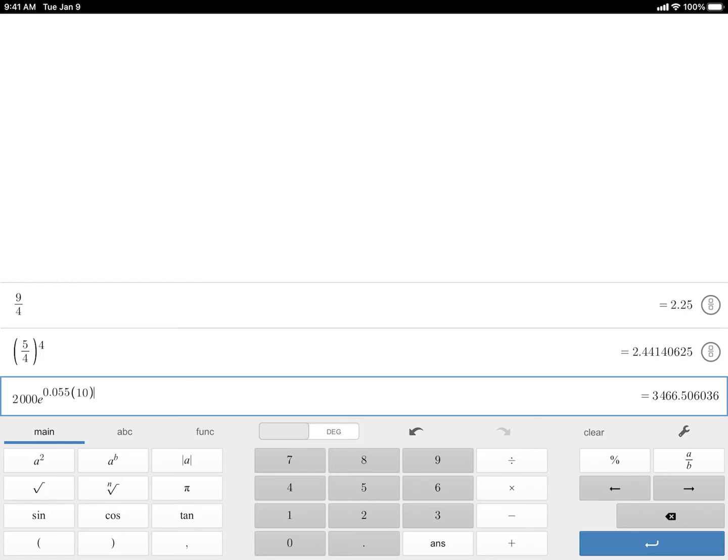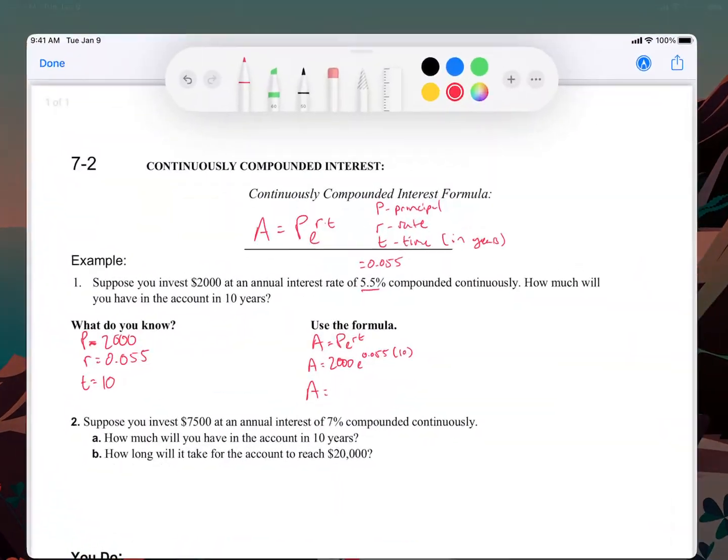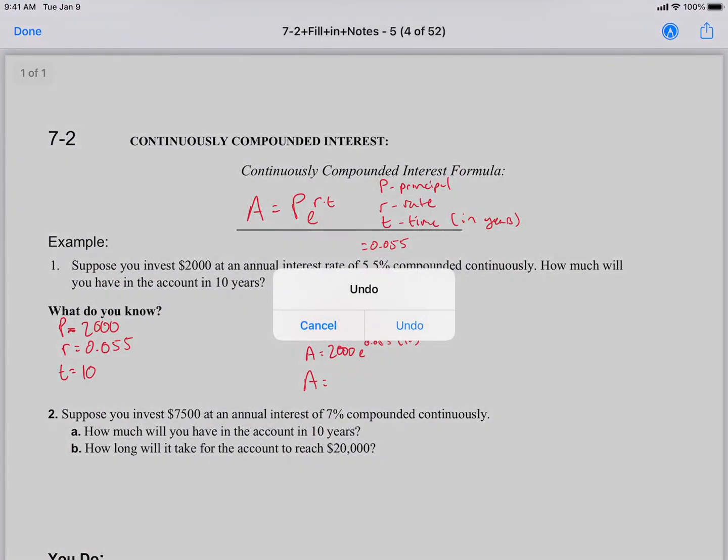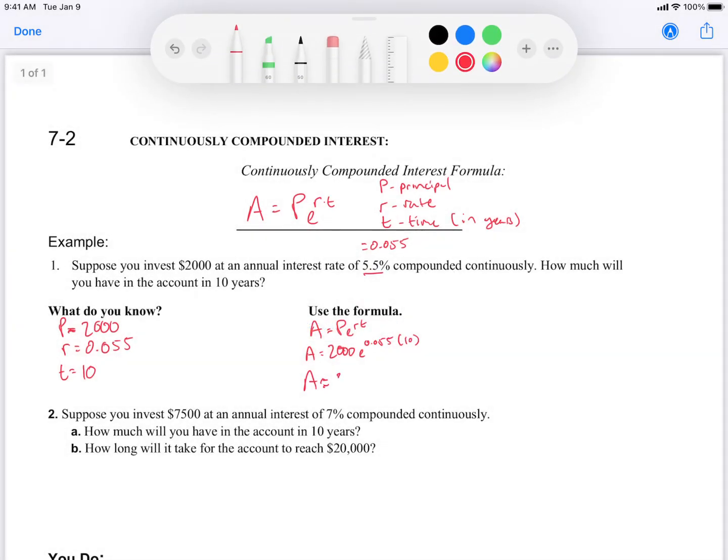Okay? So that means that if we deposit $2,000 into an account that has 5.5% interest compounded continuously, we leave it in there for 10 years, we'll have $3,466.51. Okay. So our total amount is going to be about $3,466.51.